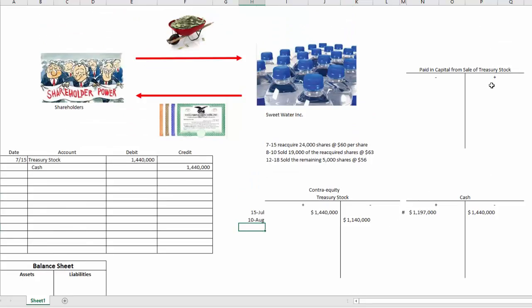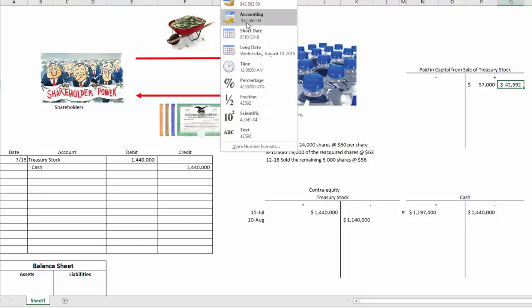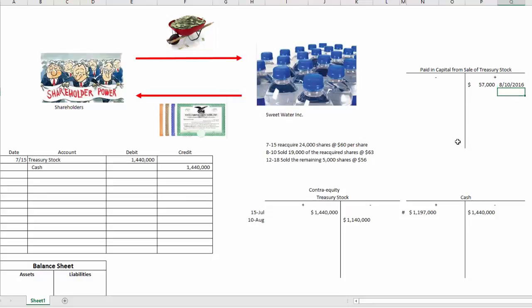So we create a separate account called paid in capital from treasury stock, and we push the difference to it. That's the 1.197 million, the proceeds of the sale, minus the 1.140 million, which is also $3, the difference between the selling price and the acquired price, times the 19,000 shares. So this happens on 8/10. Oops, it's not formatted right. But that's what happens on 8/10.